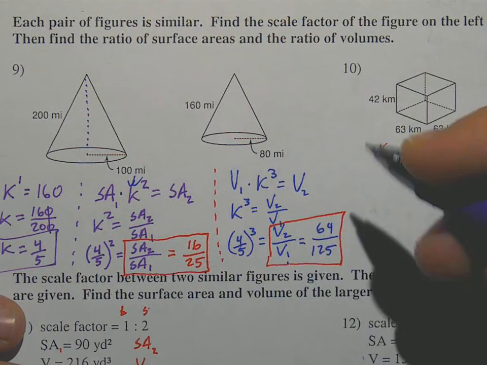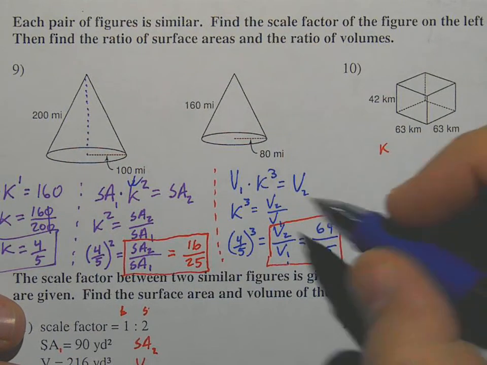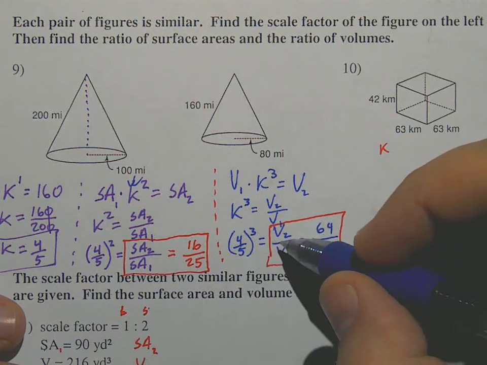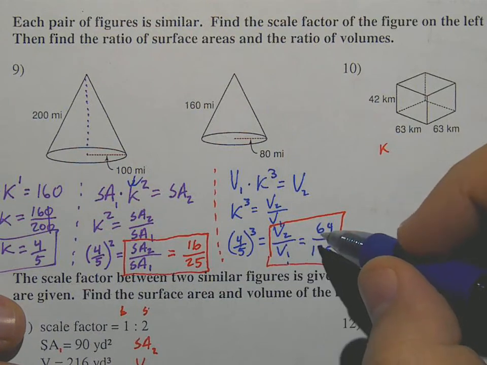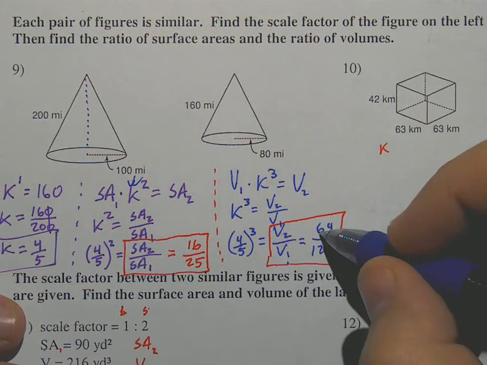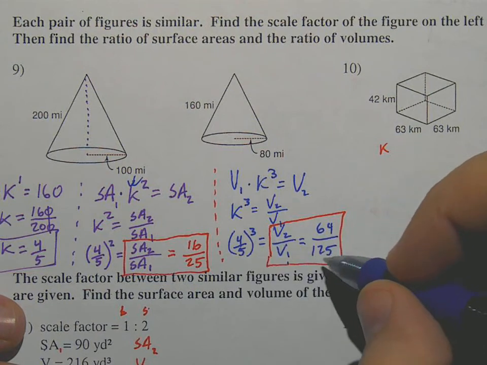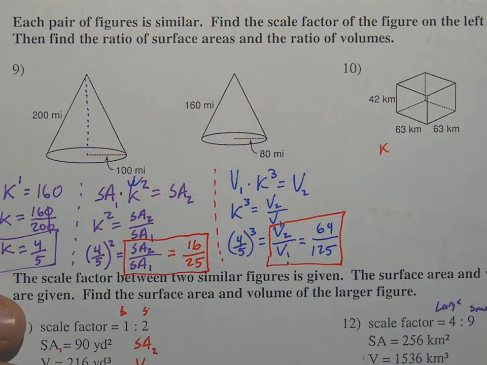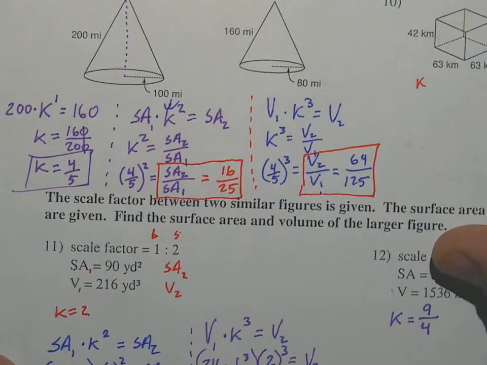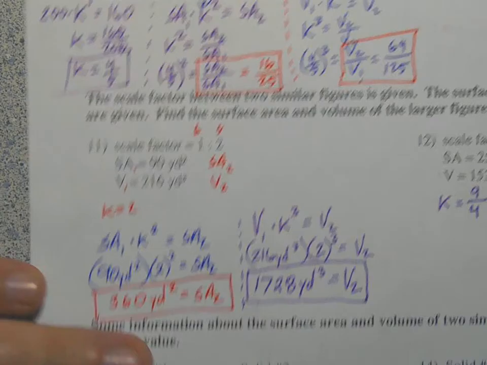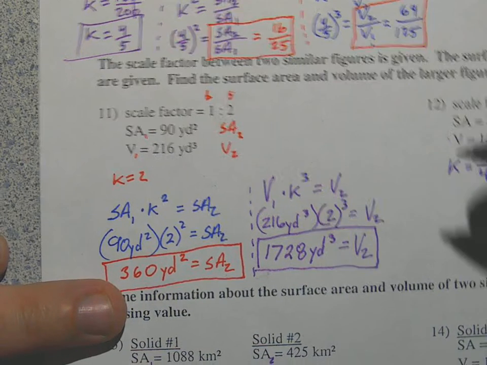All right, and finally, the volume, I'm going to plug in the K cubed. I'm going to plug in that 4/5 for K cubed. And I get K cubed equals V2 over V1. (4/5) cubed equals V2 over V1. So 4 cubed is going to be 64, and 5 cubed is going to be 125. So you had to find all 3 of those.